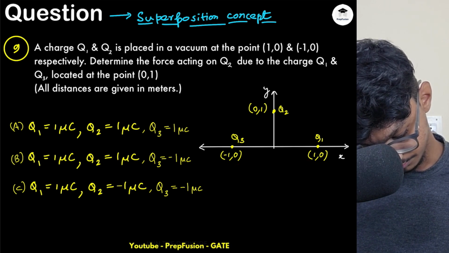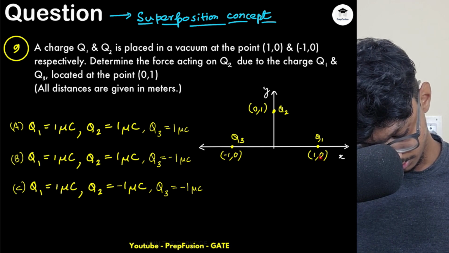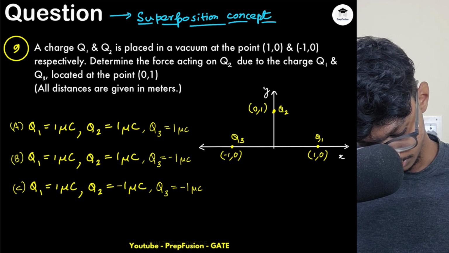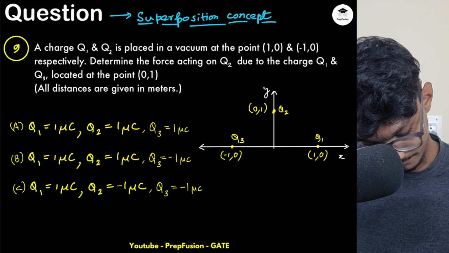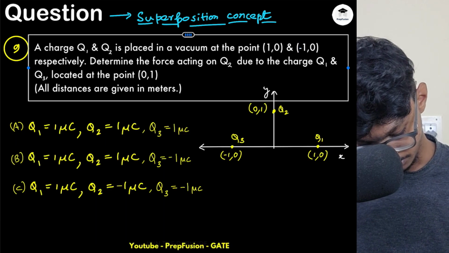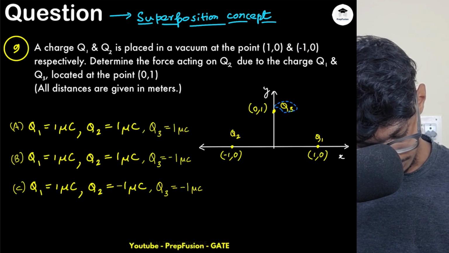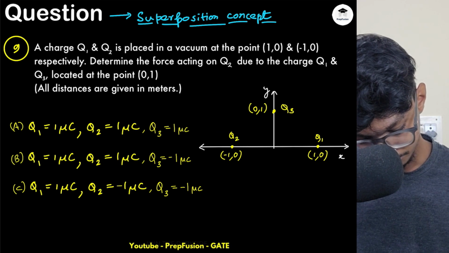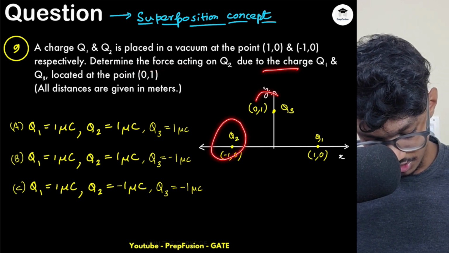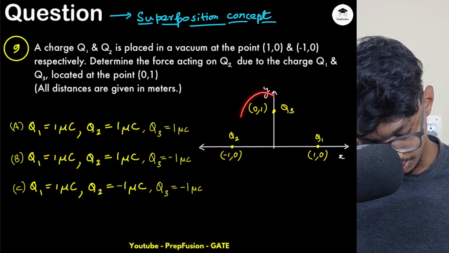This is q1, this is q2, this is q3. So this should be 0, 1 and 1, 0. Sorry, this is 0, 1, q3. This should be q3 actually. Sorry. Yeah, now it is fine. Determine the force acting on q2 due to charges q1 and q3. q3 is located at 0, 1.